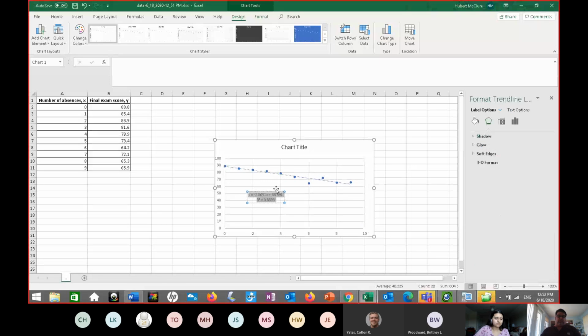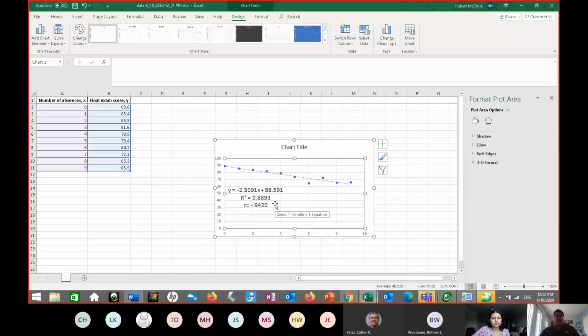Display R squared and the equation. Move that over. Go ahead and somebody take the square root of that for me. I'm going to make it bigger so y'all can see it. And R is equal to what? 0.9430. It's negative. Why is it negative, Hubert? The slope's negative. Slope is negative, so therefore, there we go. Now that's all I care about on the test.